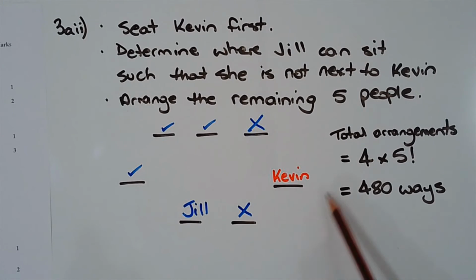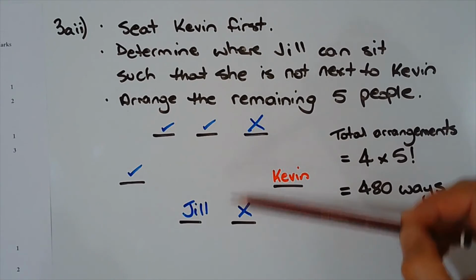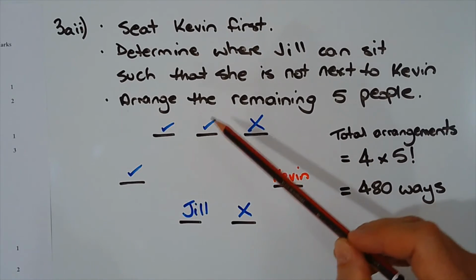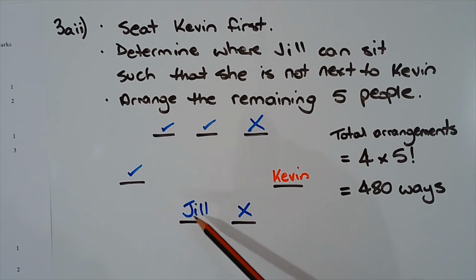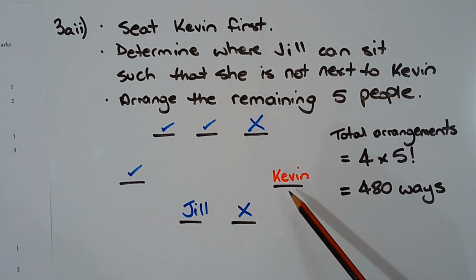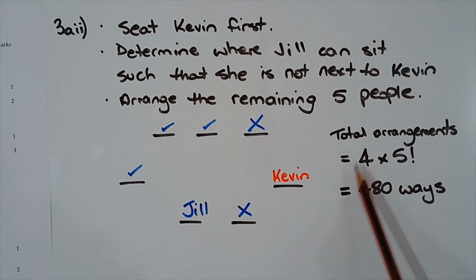So I've seated Kevin somewhere around the circle, so here's Kevin. And I've put 2 X's here where Jill cannot sit. So that leaves 4 remaining positions that Jill can choose such that she is not next to Kevin. And that gives us 4 ways that can happen.